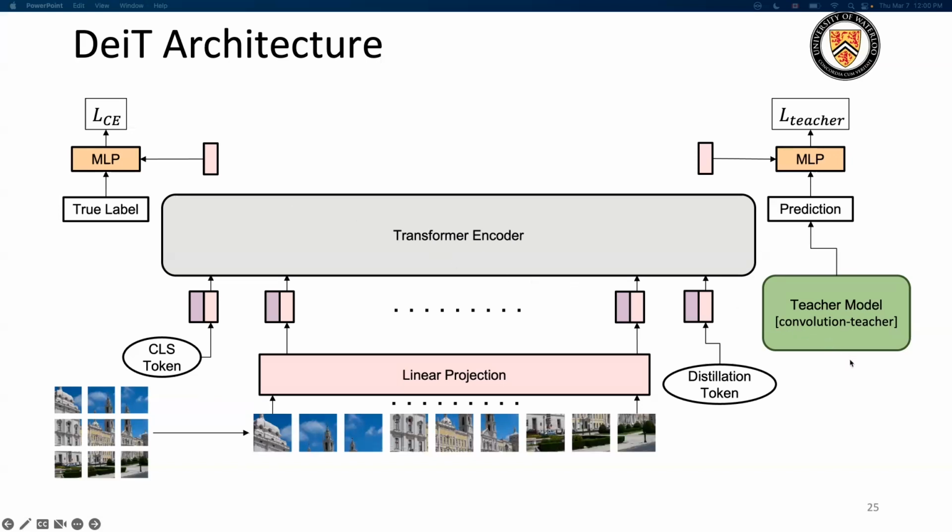Okay, so there is a teacher model here. The teacher model that they use is a CNN-based model. So this picture will go through this CNN-based model as a whole. They don't need this sequence. This will go through this teacher, and the teacher will give a prediction. Now this MLP will use the distillation token as the input and also the prediction of the teacher, or will consider the distribution of the teacher, and then calculate the loss of the teacher. So this transformer, which is the student network in this scenario, will be trained based on these two losses.